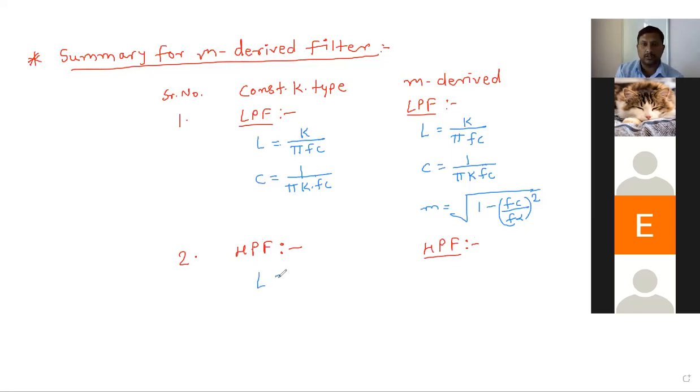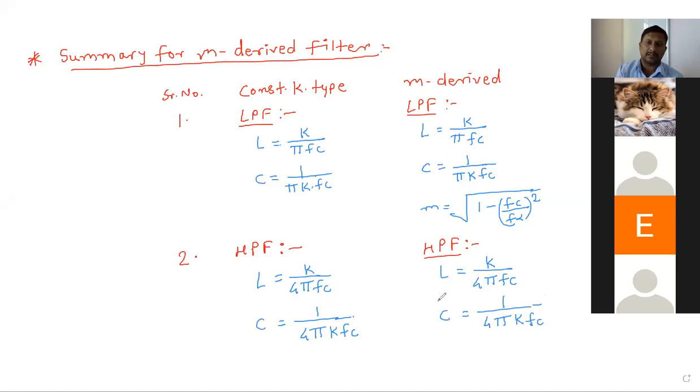So L is equal to what? Only 4 you have to multiply in the denominator. K upon 4 pi FC. C is equal to what? 1 upon 4 pi K into FC. So for high pass filter, again the formulas are same. L is equal to K upon 4 pi FC. C is equal to 1 upon 4 pi K into FC.